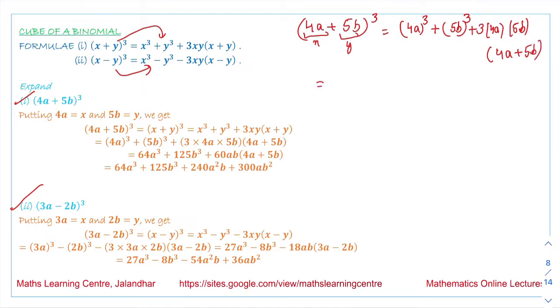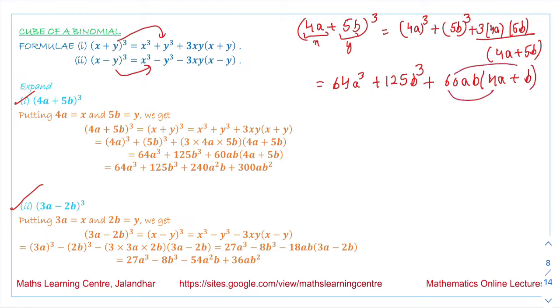So 4a cube is 64a cube, plus 125b cube, plus this term will become 60ab into (4a + 5b). When you multiply these terms inside this bracket, the answer you will get is 64a cube plus 125b cube plus 240a square b plus 300ab square.